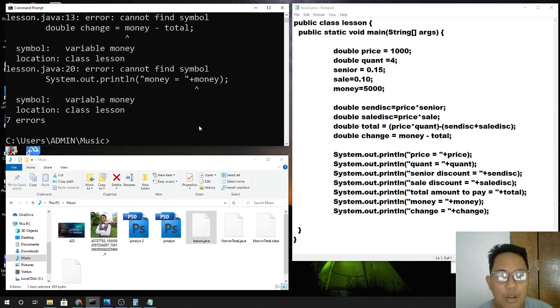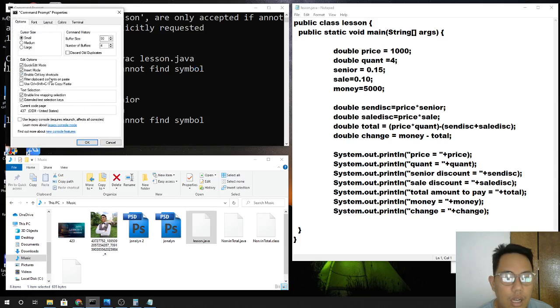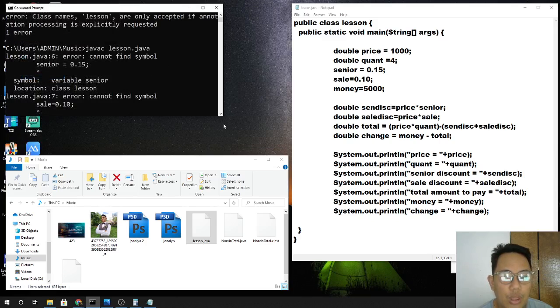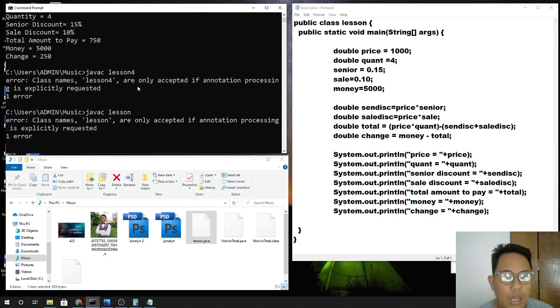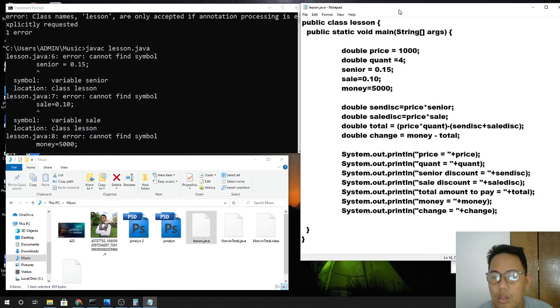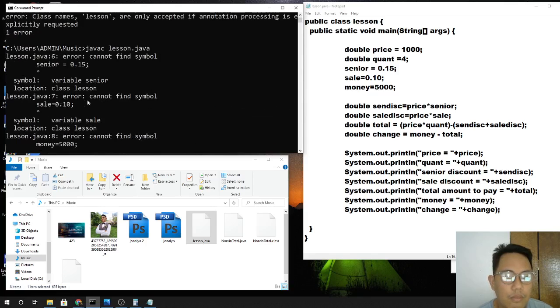Actually, after I created the program, I wasn't able to check it. But as part of learning, guys, let's go ahead and check the errors. By the way, right now I'm changing the font on the CMD so that we could get a better view. So let's check on the errors. Error number 1, lesson for class name. There's an error on the senior. So it must have a double here. That's why it's giving us an error.